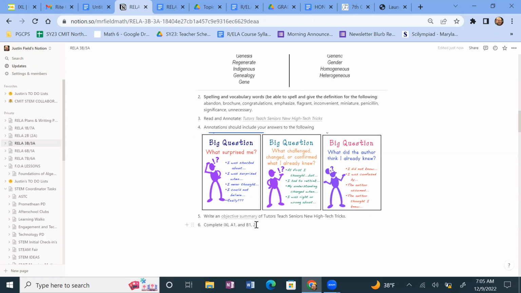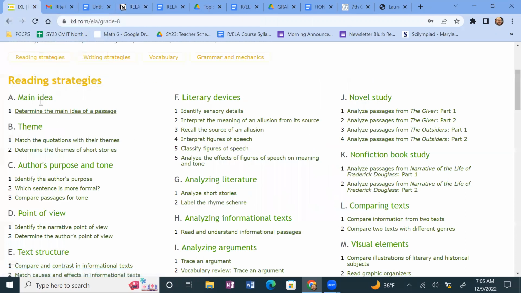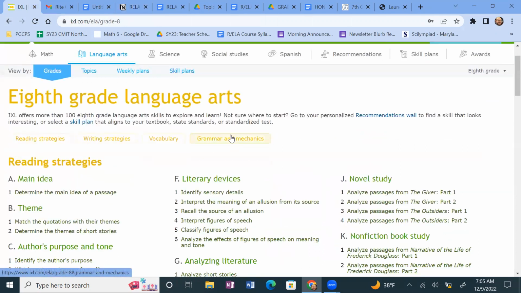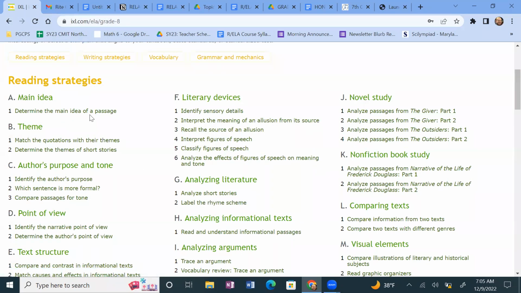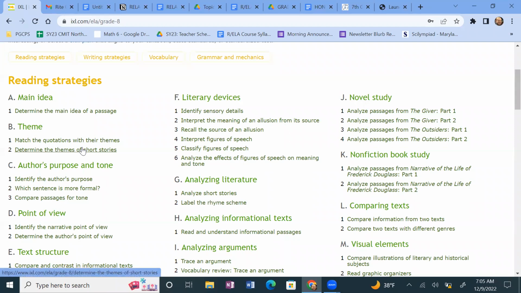And then if you finish that, our IXL for next week is going to be A1, B1, and 2. So let's look. Why, Mr. Field? Why are you choosing those? That's because, and again, we're doing 8th grade language arts because you guys are honors. And so determine the main idea of the passage. That's the same thing as the central idea. Match the quotations with their themes. That's practice matching the evidence with a main idea and determining the themes of short stories. So that's the main idea within the form of short stories.